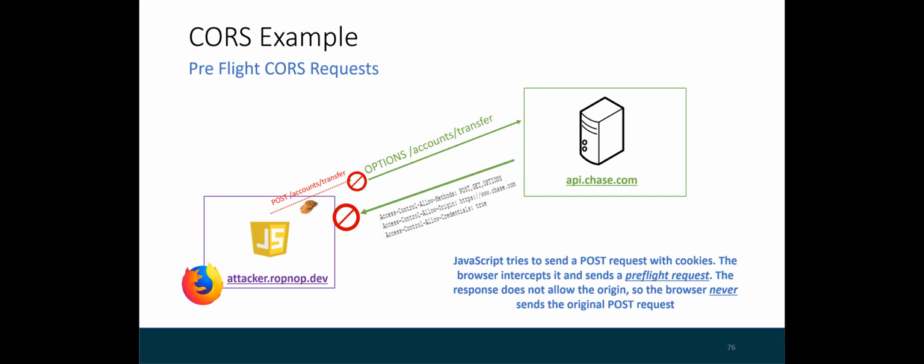So if my JavaScript were to send a post request, the browser would see that the post request is about to go out. The browser would say, whoa, hold on, this is a dangerous request. I better make sure this is cool. So the browser then automatically sends this options request. It says, hey, I'm just double checking that I should send you something before I actually do.